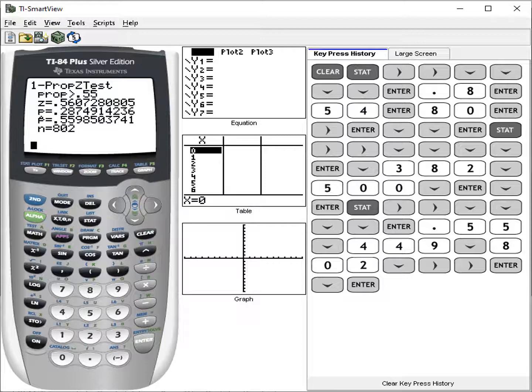Our test statistic is 0.56. That's not a lot. So that's like half a standard deviation. So we're saying that the sample proportion is about half a standard deviation above the hypothesized proportion. That's not really a big difference. So not surprisingly, the p-value is also quite large, 0.287.